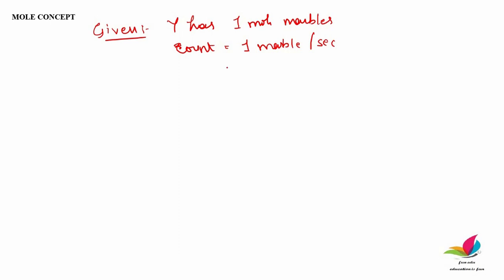So given, Y is a person who has 1 mole of marbles, and he can count 1 marble per second. Now see, this is very simple. You just have to apply your logic. So Y has 1 mole of marbles.